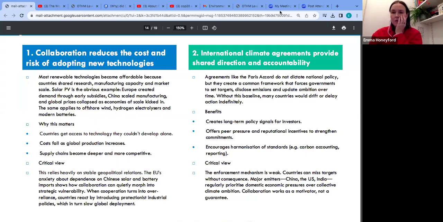Just going to move this over here. So international climate agreements provide shared direction and accountability. Having one international climate agreement means that countries are working to one global agreement. Whilst agreements like the Paris Agreement do not dictate national policy, they create a common framework that forces governments to set targets, disclose emissions and update ambition over time.